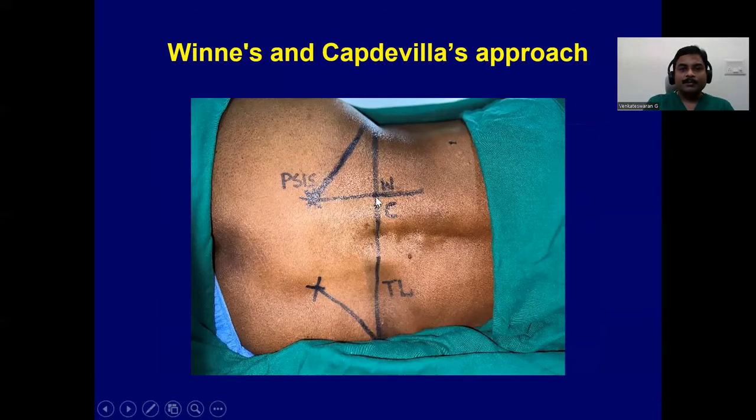If you go 1 centimeter medial to this point and insert the needle, that is called Capdevila's technique. So the C is for Capdevila's technique, which is 1 centimeter medial to Winnie's. Both the techniques we can do, but I always prefer Winnie's technique.